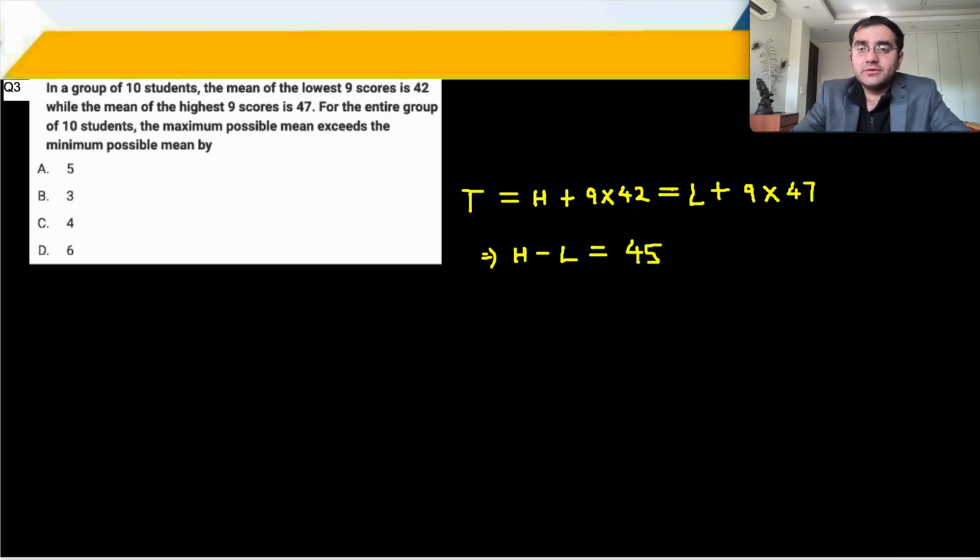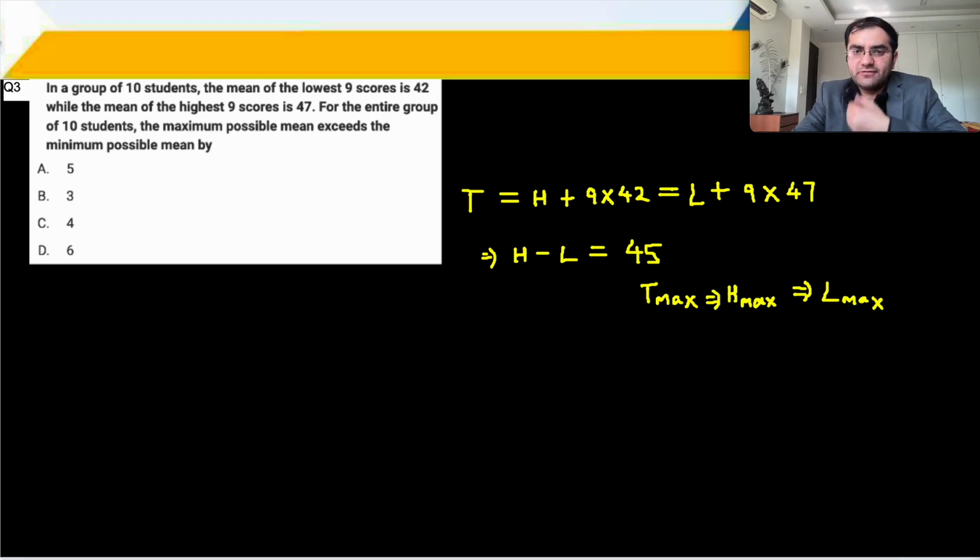For the entire group of 10 students, the maximum possible mean exceeds the minimum possible mean by. So for the maximum possible mean, I need the maximum possible value for T. And in order to maximize T, h and L should be as large as possible. h and L are connected, so I just need one of them. So which one can I maximize out of h and L?